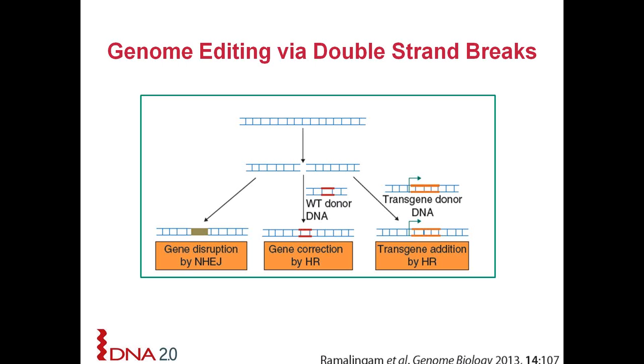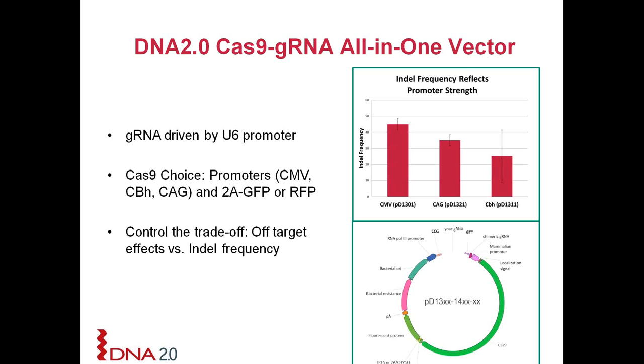It's very convenient and very fast, and can be done in a marker-less manner, which makes it very attractive. So DNA 2.0, to enable this, has developed a bunch of different tools, including all-in-one vectors. What I mean by all-in-one is that all the components necessary for making the double-stranded break at your site of interest can be done with one single vector, which is very convenient.